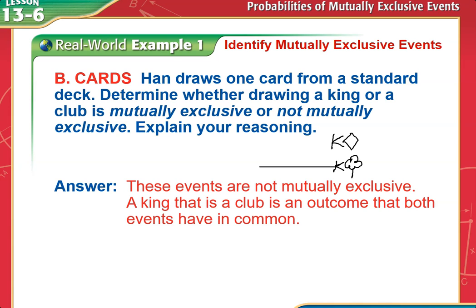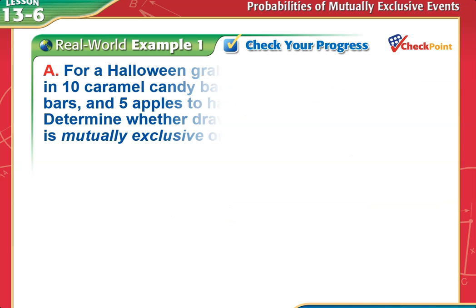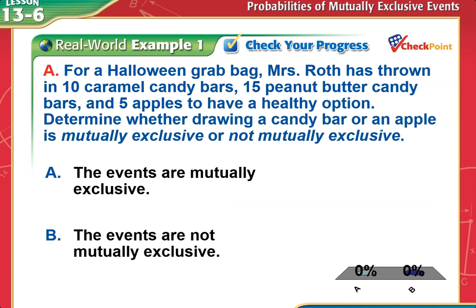So here's something for you to try. Check your progress. Go ahead and pause your video. Determine whether drawing a candy bar or an apple is mutually exclusive. All right, the events are mutually exclusive.